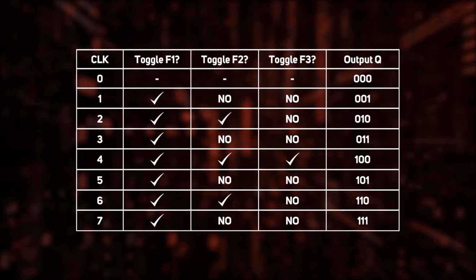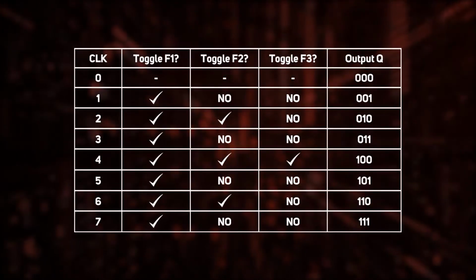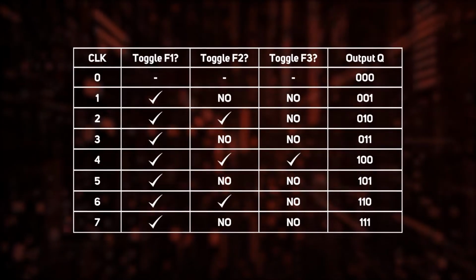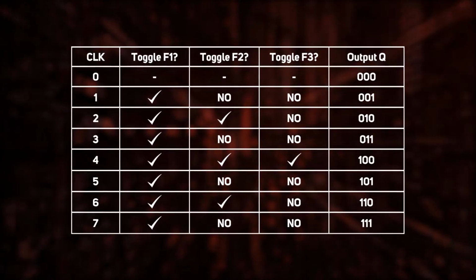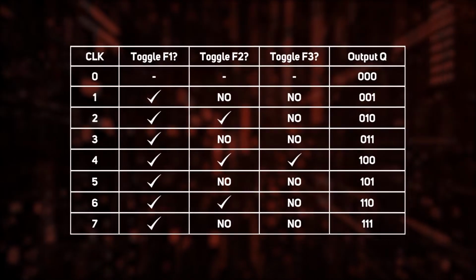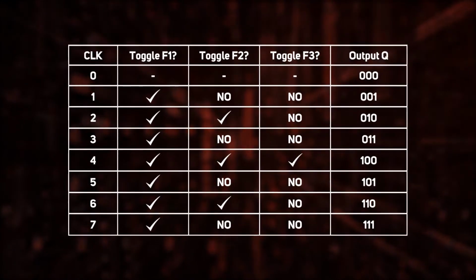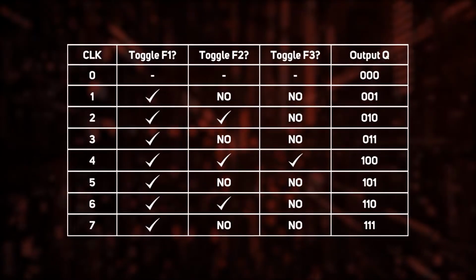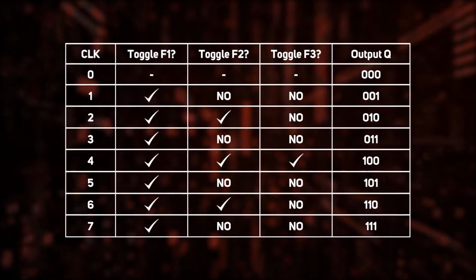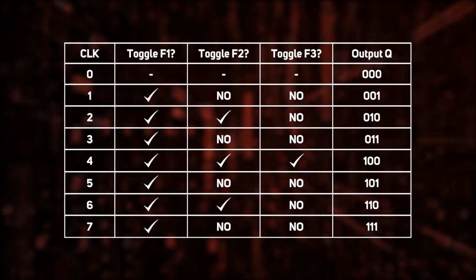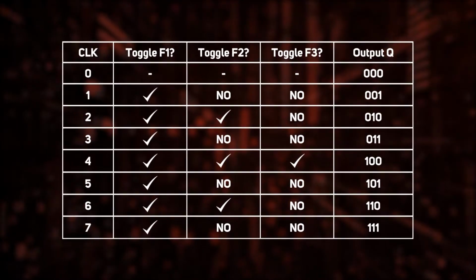In this case, it is F1, so check the output column of the fourth clock pulse. There F1 is 1, so now toggle F2. What about F3? Check the previous bit values of F1 and F2. There the values are 1 for both F1 and F2, so toggle F3 and the output becomes 1, 0, 0. Now try on your own and work out the transitions for other clock pulses too.